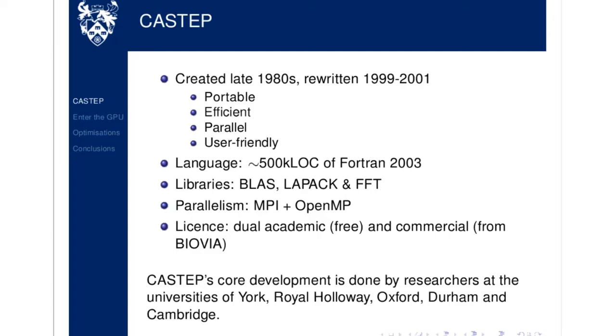Fortran 95 was the language, well, not in 1999, but we've since updated to Fortran 2003, and we make heavy use of maths and FFT libraries. And for parallelism, it was originally written just with MPI, but has been extended to have OpenMP threading as well. It's available freely worldwide for academic use, and it's sold commercially to industry by OVIA. And the core development is done in the UK at the Universities of York, where I am, Royal Holloway, Oxford, Durham, and Cambridge. And Cambridge is where the other half of the GPU team is based.